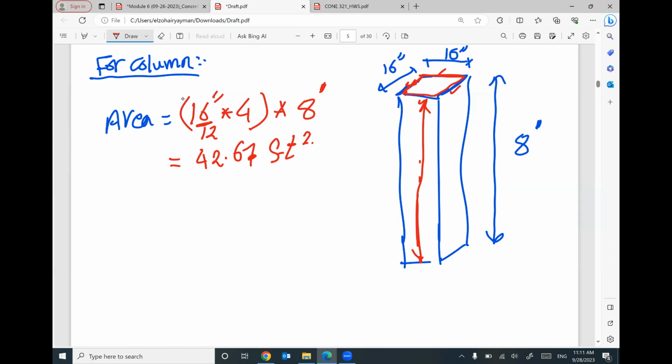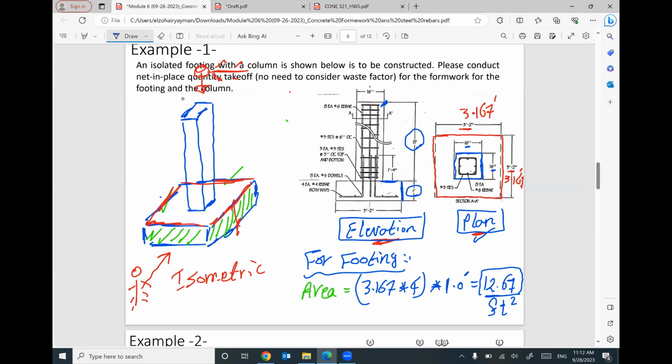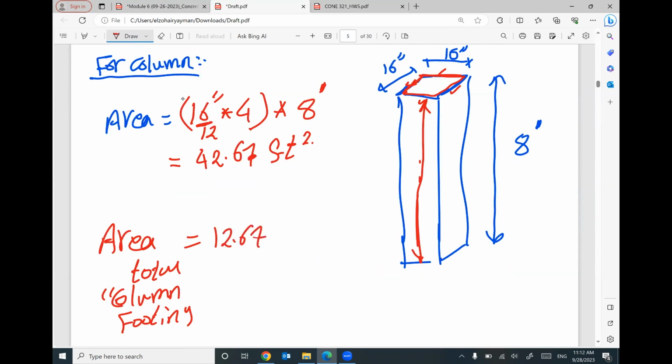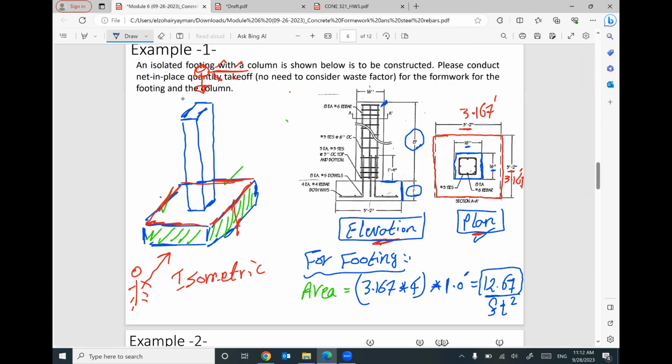So for this column with its footing, the total area for the column and the footing, both of them, will be this area 12.67 plus 42.67. Let me check. 16 divided by 12 is 1 and 0.33, times 4, times 8. Yes, we are right. So this number plus 12.67, I got here 55.3. So I need 55.3 square feet for just one footing with its column.